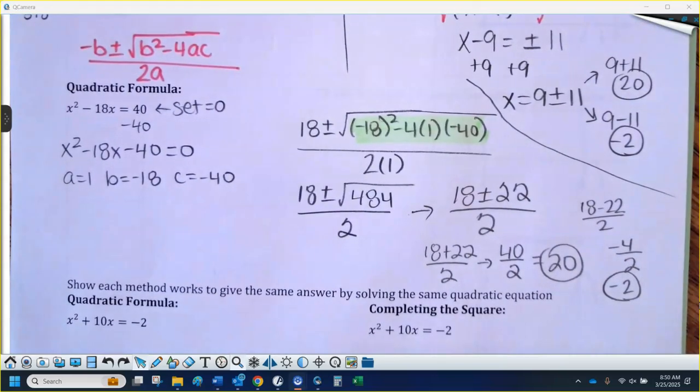And then you can see all three of these different methods gave me the same answers. So if I wanted to use the quadratic formula, I got 20 and negative 2.